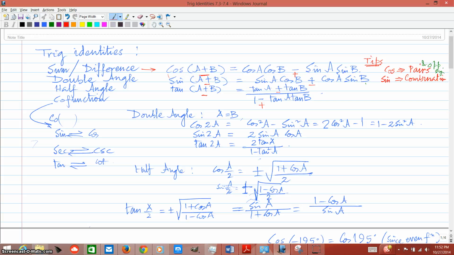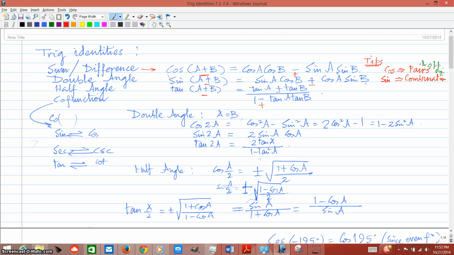Hi, I'm going to work out some of the problems from customized non-credit review for test 3. The first thing in this section, you must remember all the trig identities, especially the sum and difference, double angle, half angle, cofunction, and you do not need to remember the product to sum and sum to product. Those are the identities that will not be included in the test, so you can concentrate on the easier ones to remember.